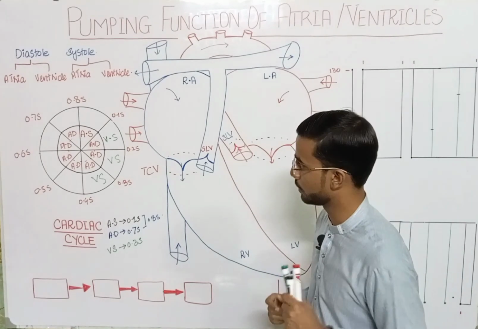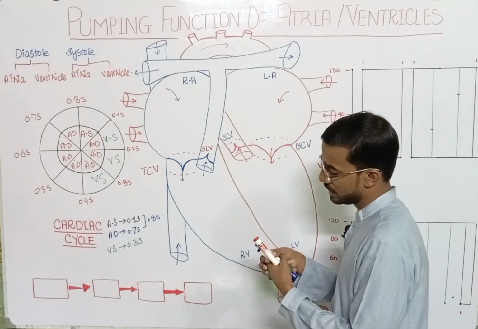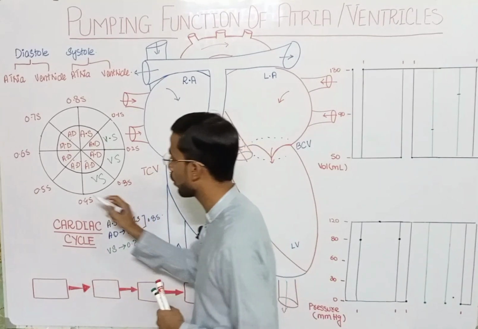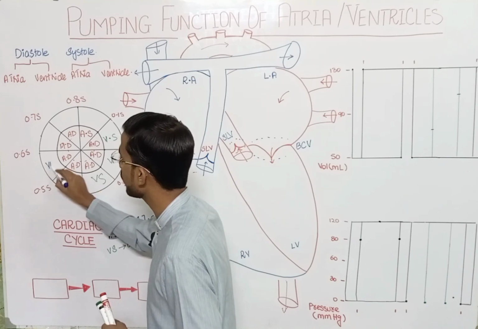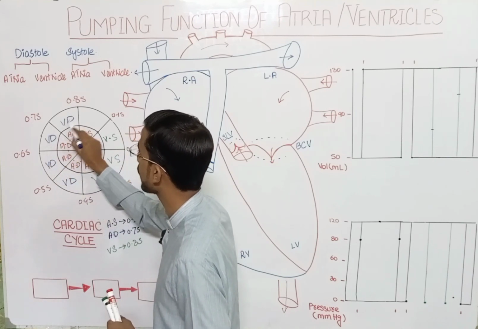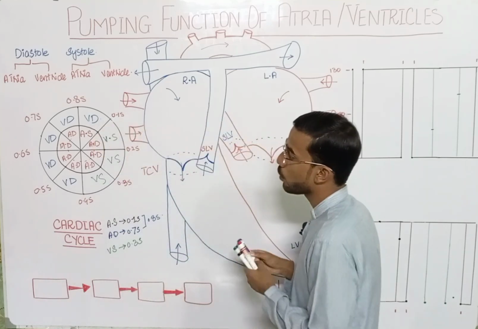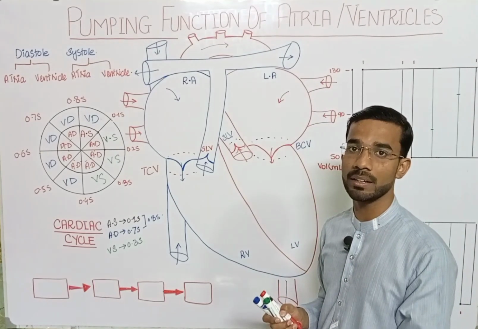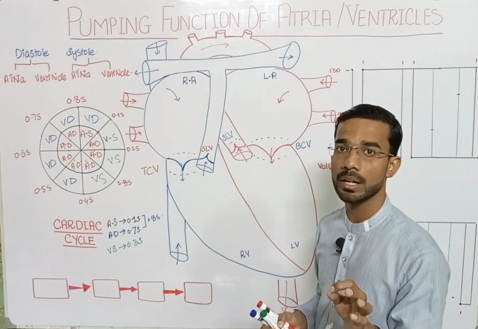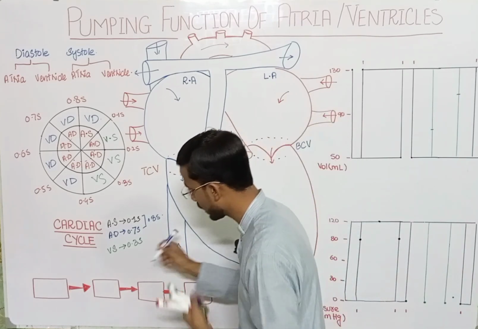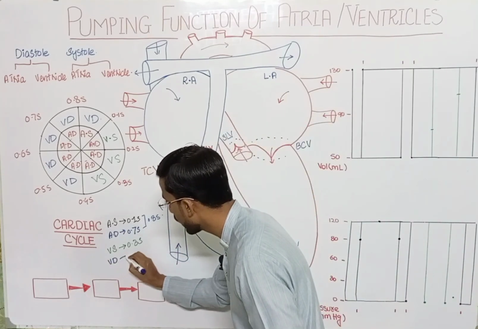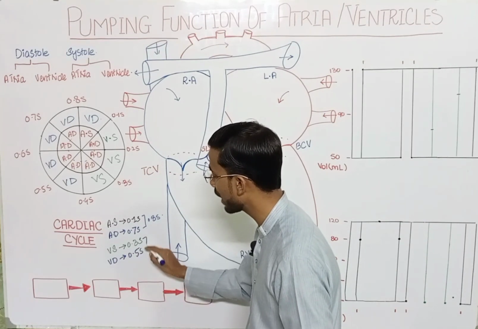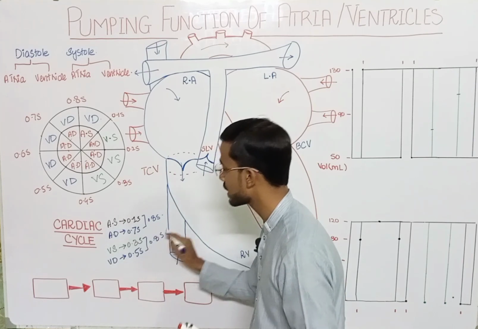This is another situation. When we talk about the ventricular diastole, here is the ventricular diastole, continuing across the boxes. So what does it mean? Boxes 1, 2, 3, 4, 5. So it means 0.5 second is for the ventricular diastole. So 0.3 plus 0.5, the total will be 0.8 second.